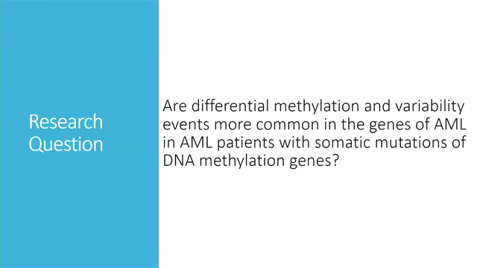So that leads us to our study. From what we've talked about, we know that DNA methylation is a normal, essential process not specific to AML, and we know that AML patients commonly have mutations in these genes. So naturally, we were led to this question: are DNA methylation, differential methylation, and variability events more common in the genes of AML and AML patients with somatic mutations of DNA methylation genes? As I said, since DNA methylation is just an overall process, why are these so common in these patients?